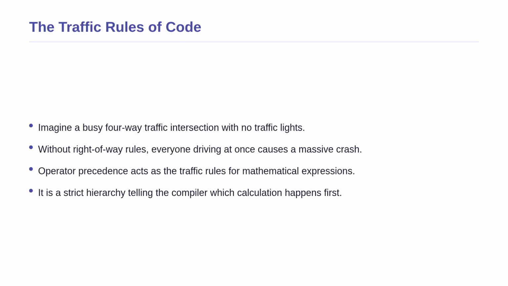Now that we have introduced our topic, imagine you are at a busy four-way traffic intersection with no traffic lights. If everyone tries to drive at exactly the same time, there will be a massive crash. To prevent this chaos, we have right-of-way rules, where ambulances go first, then main road cars, and so on. In programming, when you write a mathematical sentence with many symbols, the computer needs similar traffic rules. Operator precedence is simply the strict ranking system that tells the compiler which operator gets to do its job before the others, preventing completely incorrect answers.